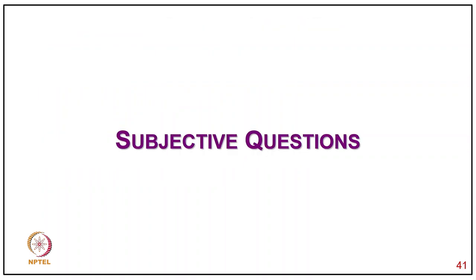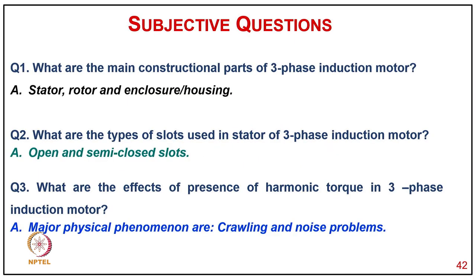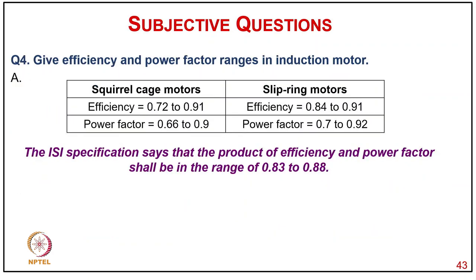Now coming to the subjective questions. What are the main construction parts of a three-phase induction motor? Stator, rotor, enclosure and housing. What are the types of slots used in the stator of a three-phase motor? Open and semi-closed slot. And what are the effects of the presence of harmonic torque in a three-phase induction motor? Major physical phenomena are crawling and cogging and noise problems.